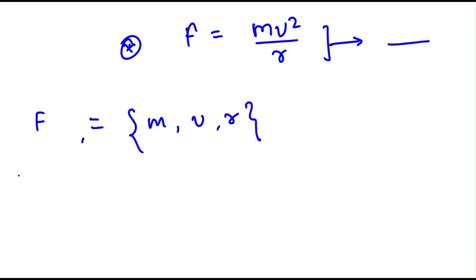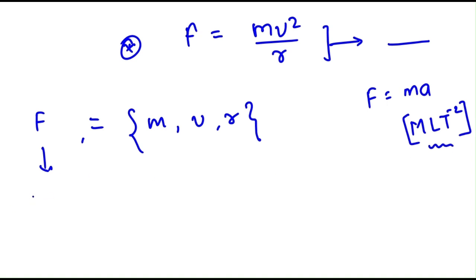How can we do that? First, we have to know what is the dimensional formula for force. We can deduce it from the simple equation F equals ma. M, L, T to the power minus 2. This is the dimensional formula for force. So we can write it here: M L T to the power minus 2.